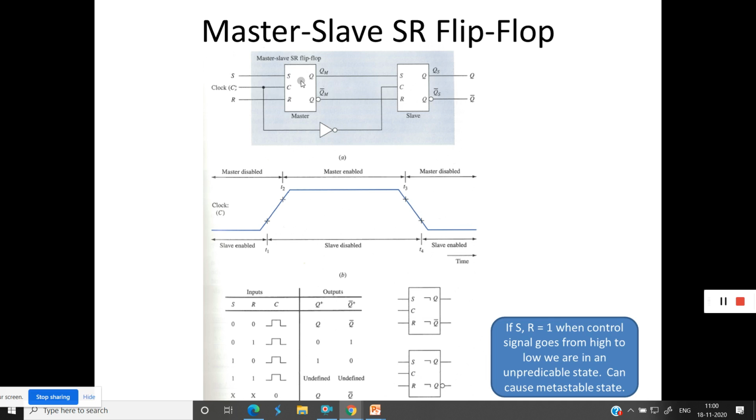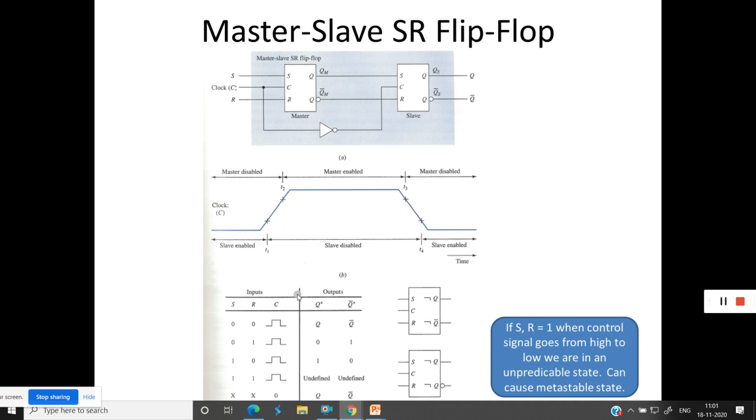Okay, so both are mutually exclusive. Whenever the clock is 1, master enabled, slave disabled. Whenever the clock is 0, master disabled, slave enabled. So it is written here: whenever master is disabled, slave is enabled. When clock is 1, master enabled, slave disabled. When clock is 0, slave enabled, master disabled.